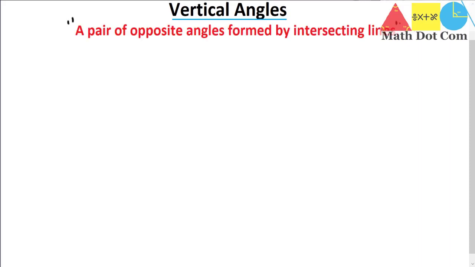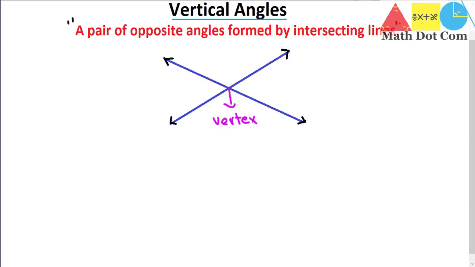So vertical angle is defined as a pair of opposite angles formed by intersecting lines. So let's draw the vertical angles so that you can easily understand its definition. So here we have the two lines intersecting at a point, and this point is called the vertex. Now let's understand the vertical angles with the help of the definition, as we have in the definition a pair of opposite angles. So if I draw the angles here, one angle is this, one angle is this, then we have one angle is this and another angle is this.